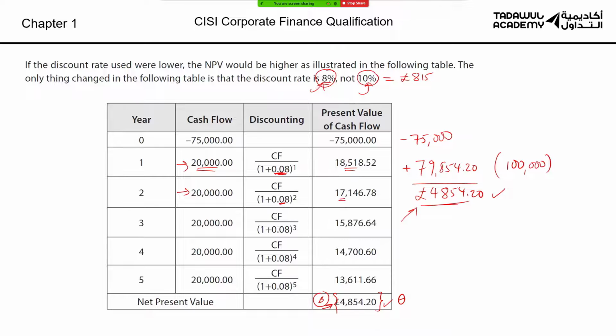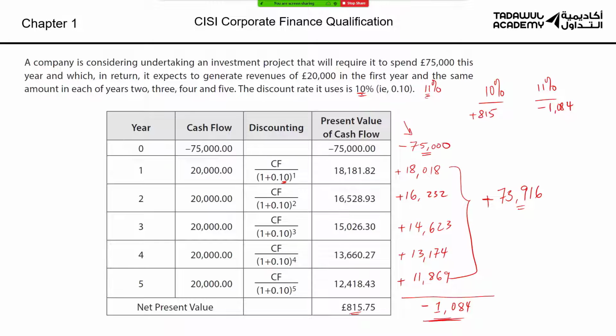If we go back to our previous page, we know that at 10%, the net present value is 815. At 11%, the net present value is negative 1,000. So somewhere in here in the middle, the net present value can be 0. So it has to be somewhere between 10% and 11%.